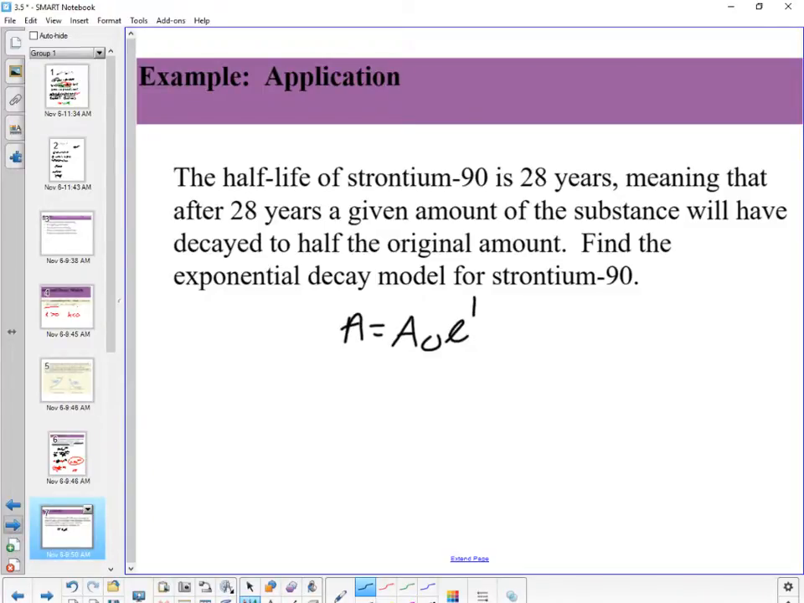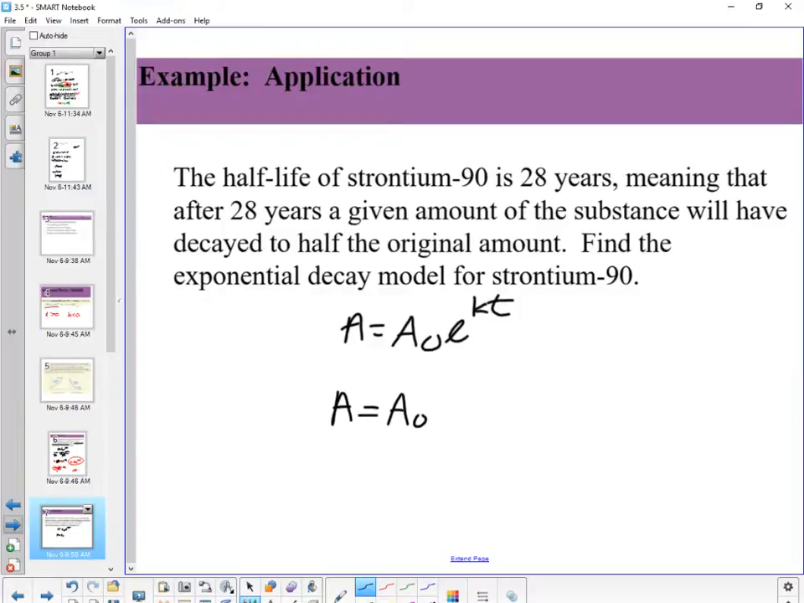Oh yeah, so the washer's over here. I think I got it. That's your exponential decay model, right? Yeah. Okay. Let's plug in what we know. So far, I just know time, don't I? Yeah. It's 28 years.